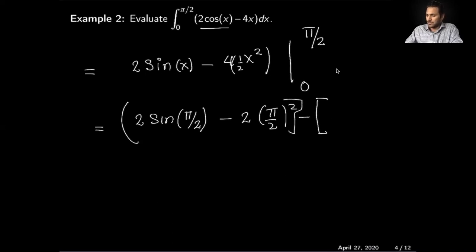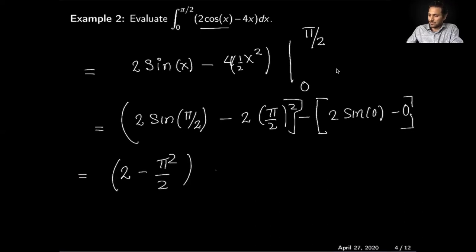So the lower limit is 2 sine 0. And if you plug in 0, 0 squared is again 0. So this whole thing is 0. Let's simplify. Sine pi by 2 is 1. So this is 2 minus pi squared divided by 4, and that 2 will cancel out. This is going to be pi squared divided by 2. And sine 0 is 0 and that's 0. So this whole thing is 0. So the net change in the function is 4 minus pi squared divided by 2 after the simplification.